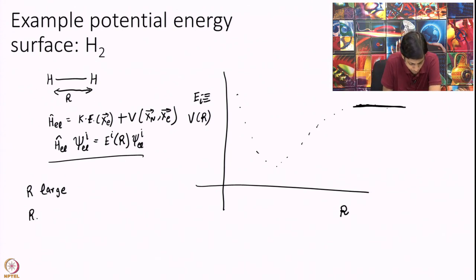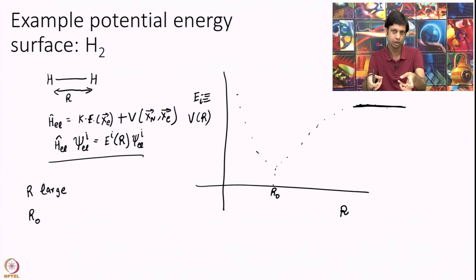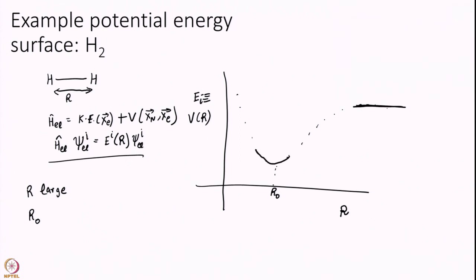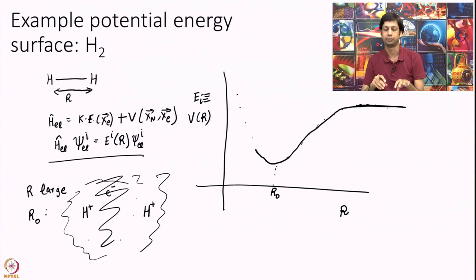Now, at some distance of R, which I will call R naught, the H2 molecule is forming a good bond. You know, the H2 molecule forms a very stable bond, right? And so, that is depicted by a minimum on this energy surface. So, that is the location where you have this hydrogen here, which is nothing but a proton, another hydrogen nucleus here, and you have this electron cloud smeared throughout. And this location R naught just happens to be the point which is optimal.